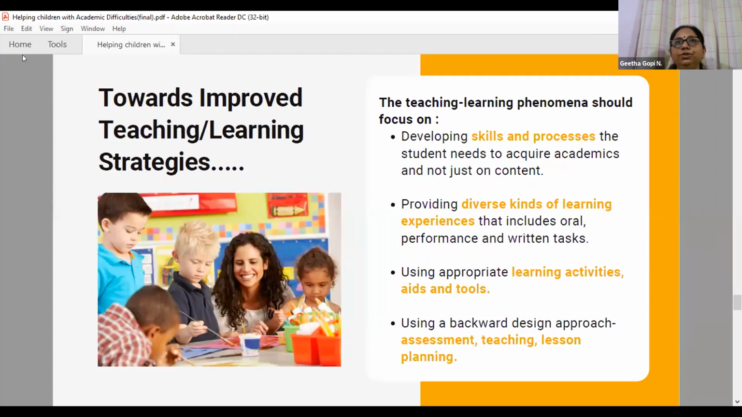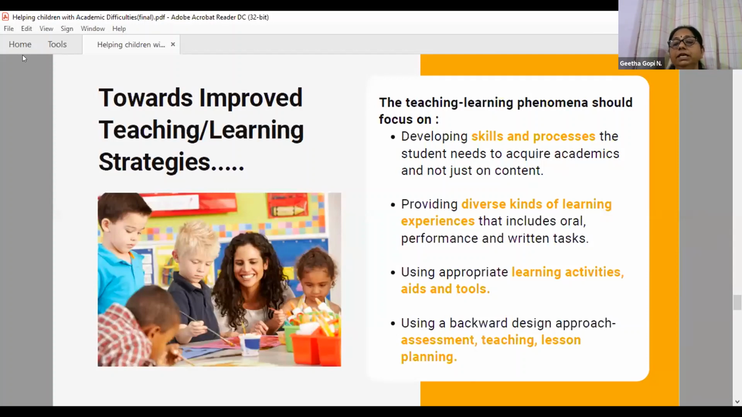And many of these children do not have these skills or have difficulties in these kinds of skills. So these skills and processes have to be explicitly taught, like how to go about doing something, and not just the academic information that is imparted. So that is very, very important.